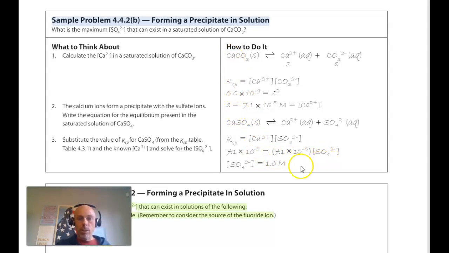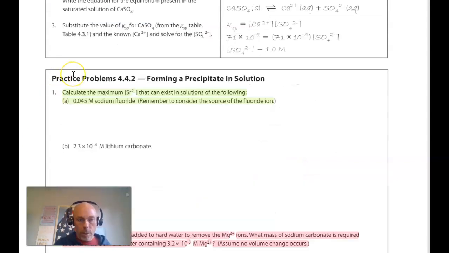And if we then solve for sulfate, sulfate could exist at a 1 molar concentration when the solution is saturated. All right, so we're going to give you a shot at practice problem 1 in this section, called practice problems 4.4.2 here. The question in green asks you to calculate the maximum concentration of strontium ions that can exist in a solution of 0.05 molar sodium fluoride.